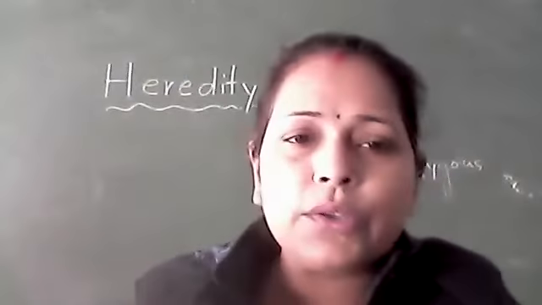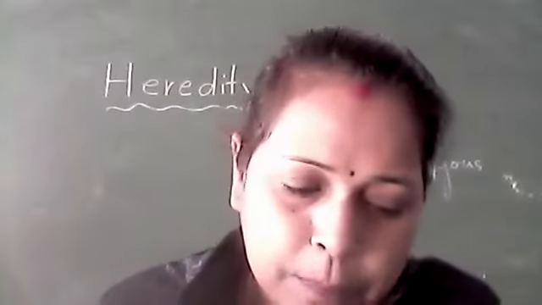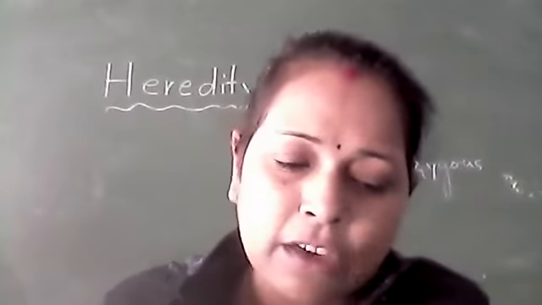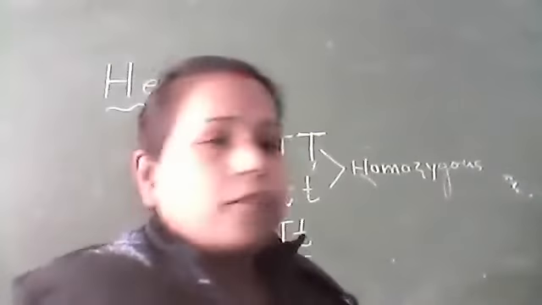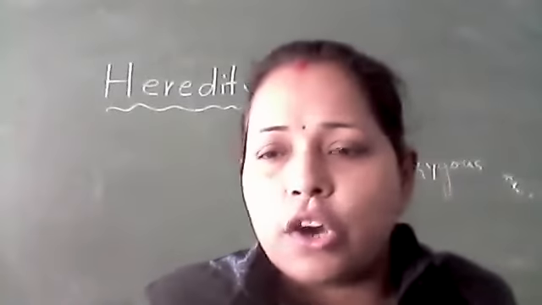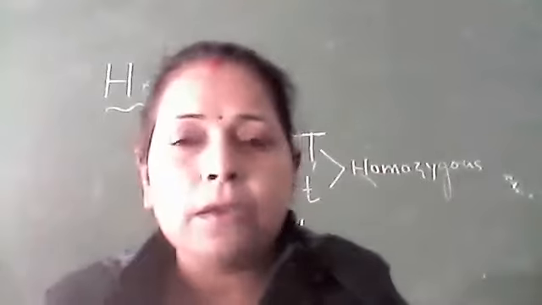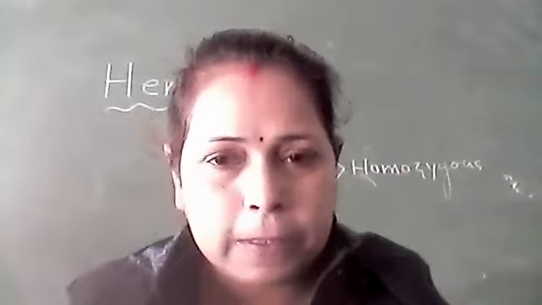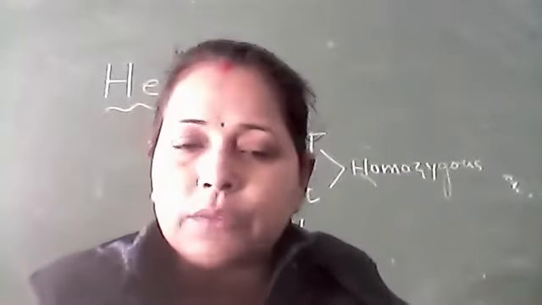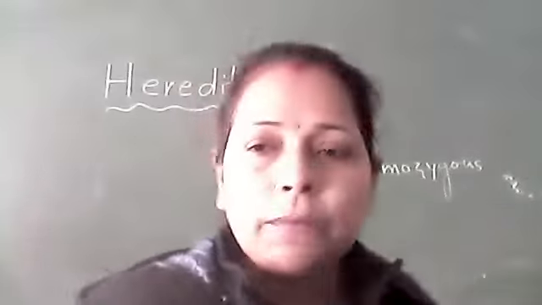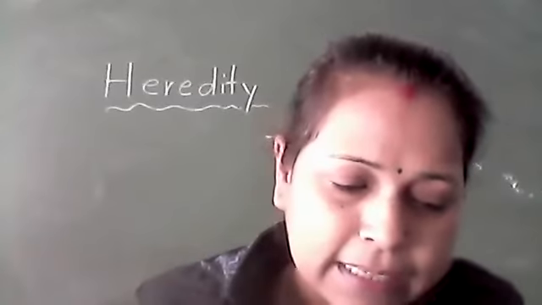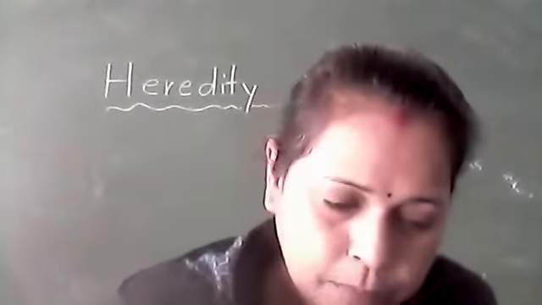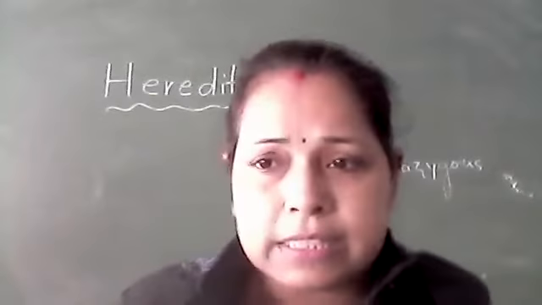Is homozygous and heterozygous clear to you? A heterozygous organism carries contrasting alleles in a pair, meaning they are not similar alleles. With tall we are taking short, so contrasting alleles are there. Alleles means different forms of a gene. So if a similar pair is there, we use the word homozygous, and if a different pair is there, we use the word heterozygous. Now dominant and recessive are clear to you all.